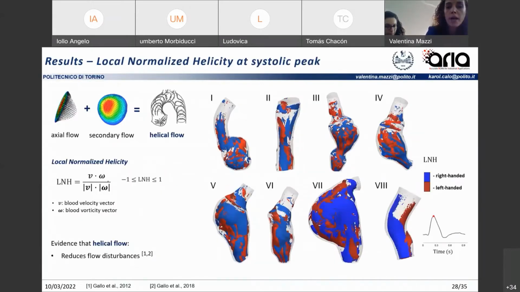Finally, based on the well-established significance of helical flow, inducing flow stability and reducing flow disturbance, intravascular blood flow patterns were here visualized by using the local normalized helicity to indicate the direction of the rotation of helical blood flow patterns. If the local normalized helicity is positive, the helical flow structures are right-handed, while if local normalized helicity is negative, the helical flow structures are left-handed.